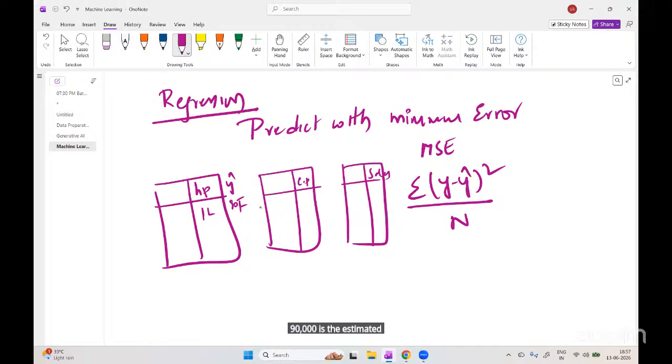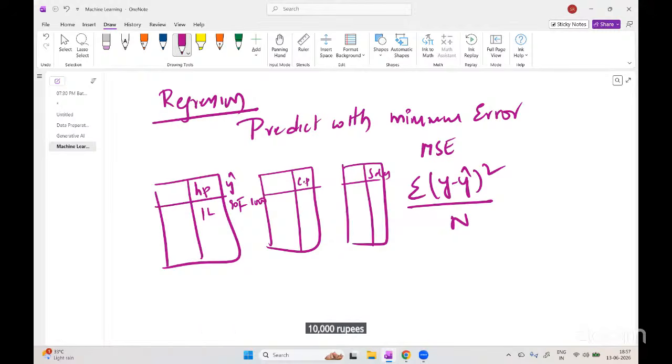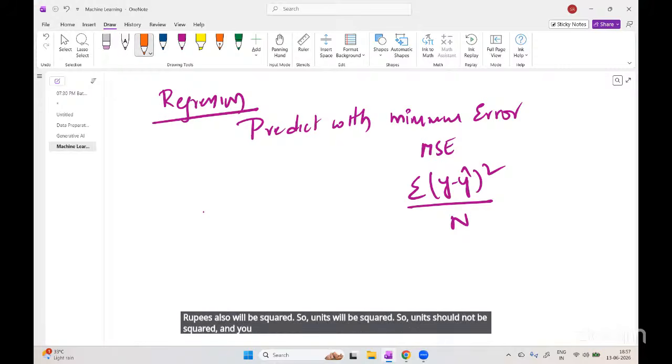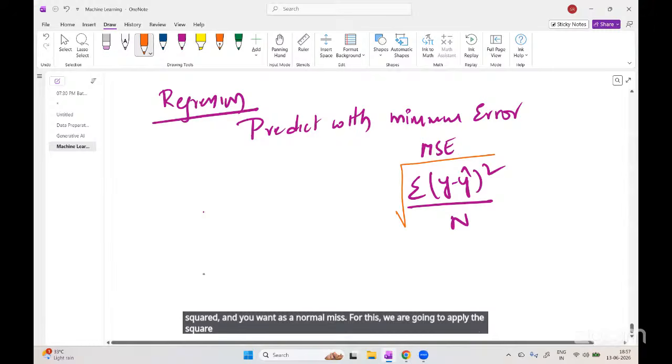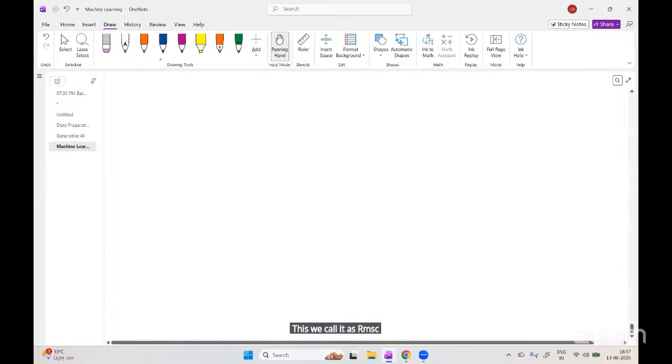What is the difference? 10,000. What is 10,000 rupees? 10,000 rupees. Now, if you do the square, automatically what happens? Rupees will also be squared, so units will be squared. Units should not be squared, and you want them as a normal mean. For this, we are going to apply the square root. This we call RMSE. So everyone please make a note of it one by one.